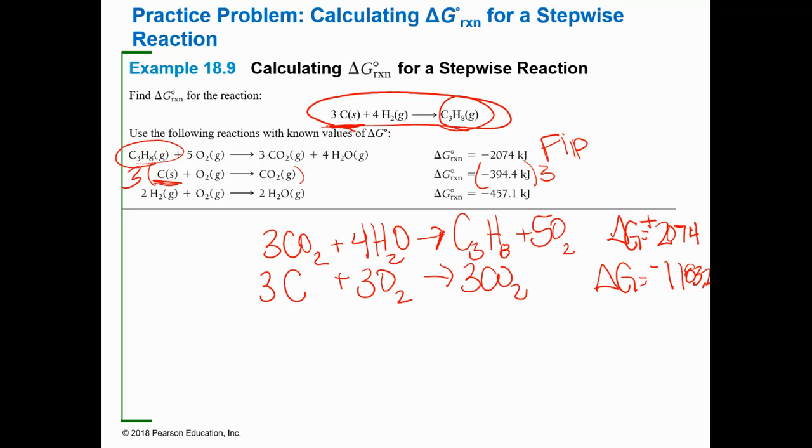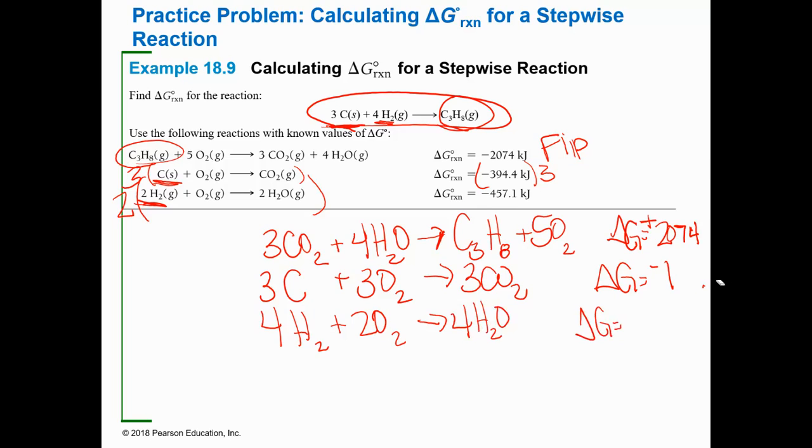All right, then I see H is here. H is in my third reaction, but it's not the right number. Again, I've got to multiply it. So I've got 4H2 plus 2 oxygens yields 4 waters. For delta G, I'm going to multiply delta G by 2. And I get negative 114.2. Sorry, I don't know what I was thinking.